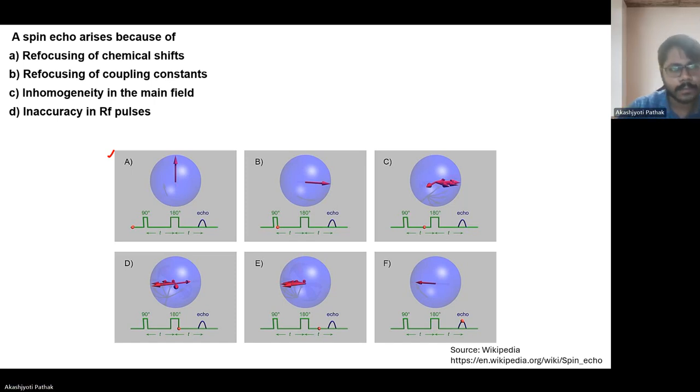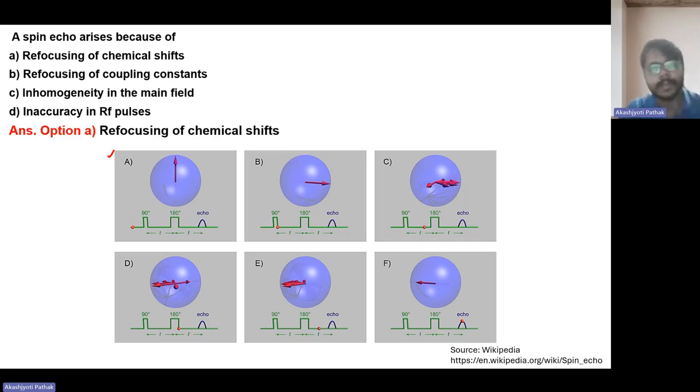Okay, so we'll try to understand and solve this question. So the answer is because of refocusing of the coupling constants, right? Because of refocusing of the coupling constant, option B.